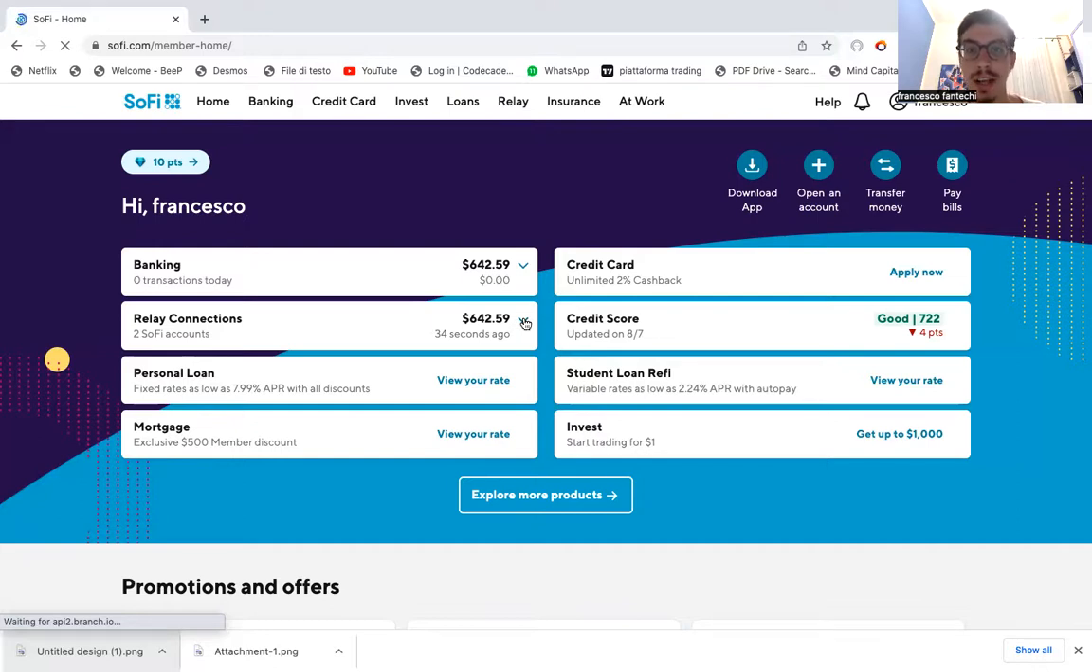You have a credit card with unlimited 2% cashback. And one of the most important things to understand here is that you can also track your credit score on a daily basis. So basically you have a wide and strong grasp on your credit score, which was updated yesterday. It just went down 4 points for me because I applied for 3 different credit cards and I was not approved by one of them. So that's why the credit score dropped by 4 points.